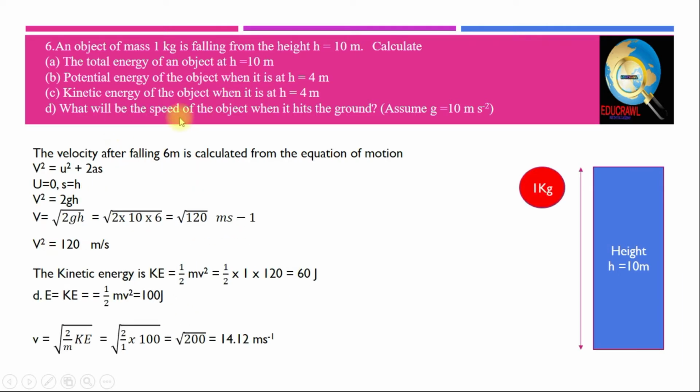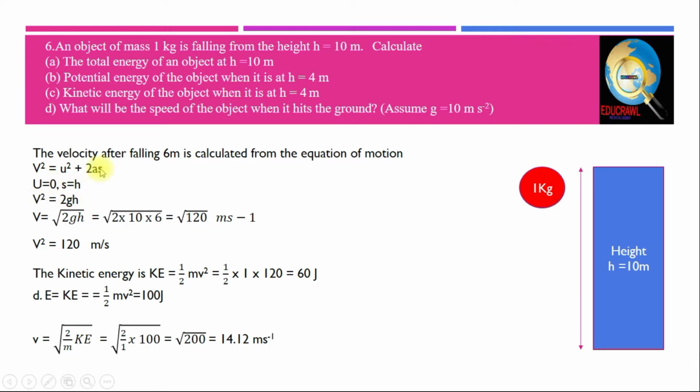Next, we have to find at what speed the object hits the ground. So for finding this, we use our second equation of motion, which is v squared is equal to u squared plus 2as. u is the initial velocity. Initially, the object will be at rest. So u value is given as 0. s is the displacement. Here the object is displaced through a certain height. So s, the displacement, can be replaced by the height h.